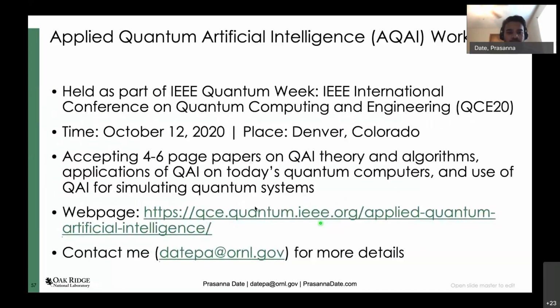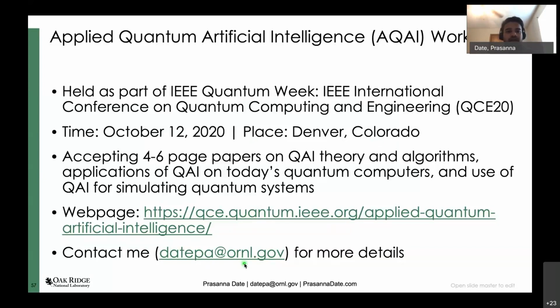And let me take this opportunity to tell you about this workshop that we are organizing. It's called the Applied Quantum Artificial Intelligence Workshop. It's going to be held as part of the IEEE Quantum Week in Denver, Colorado, on October 12th. Currently, we are accepting 4 to 6 page papers on quantum artificial intelligence theory, algorithms, applications, and simulations. You can check out the web page over here, or you can directly contact me on my email address.